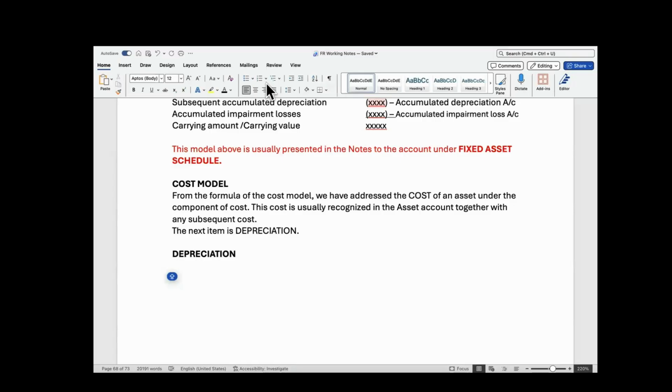You can continue, Edward. In addition to what I said, it is the systematic allocation of the depreciable amount of an asset over its useful life. And that depreciable amount is the cost less the residual value.